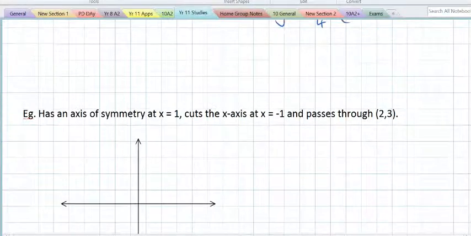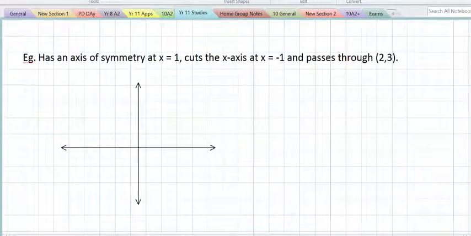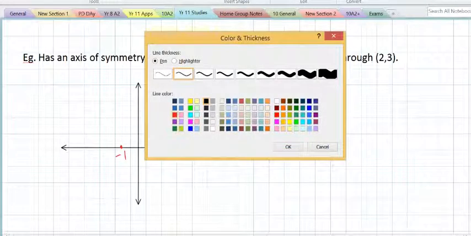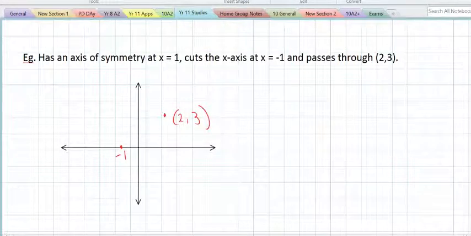Lastly, we can be given it in word form. So it has an axis of symmetry at 1, cuts the x-axis at -1, and passes through 2, 3. Alright, so based on that, we know that it will cut at -1. We'll pass through the point 2, 3. And has an axis of symmetry of 1. Let's call that 1.